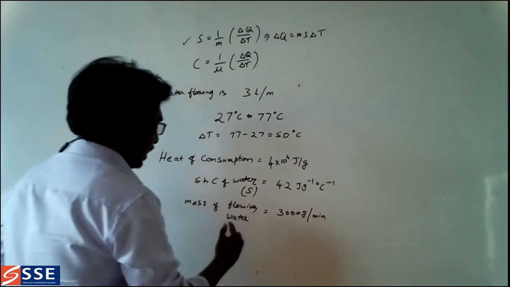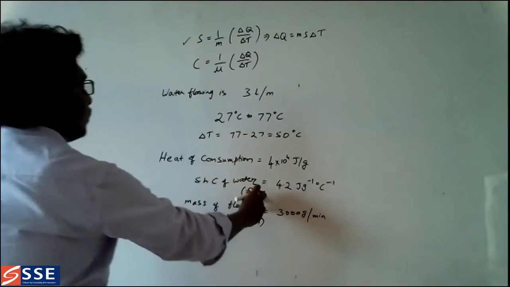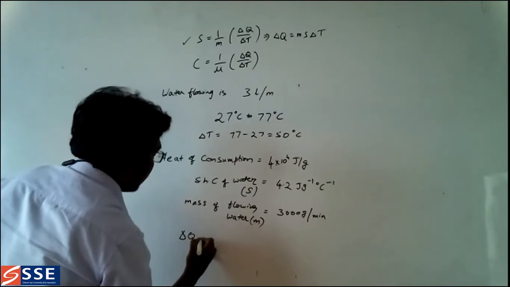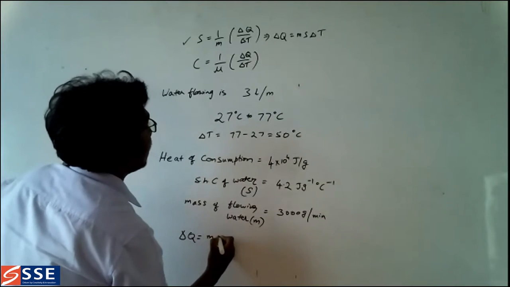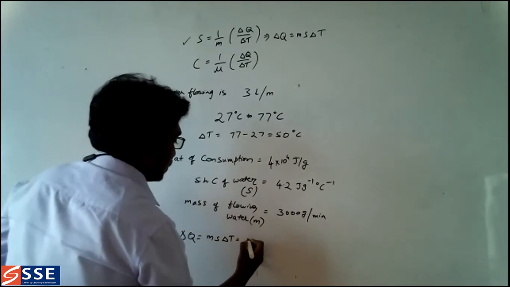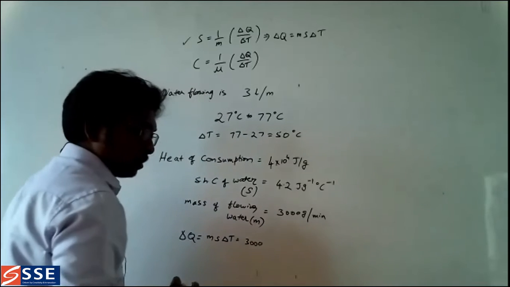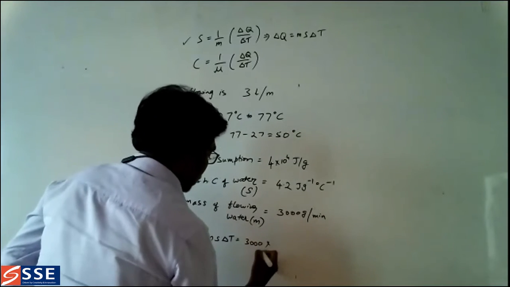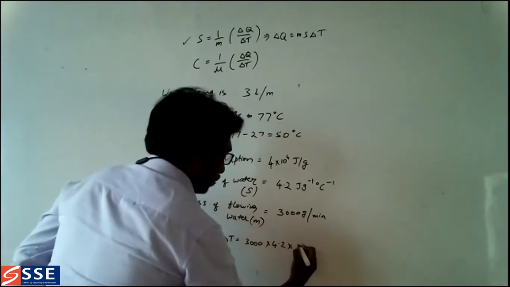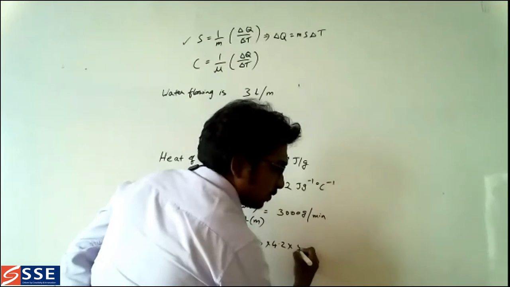So now what are all the data we are having? M we are having, S we are having, delta T we are having. So then we have to substitute everything in the formula and we'll get this. Substitute. So M is nothing but 3000, into S is nothing but 4.2, into the temperature, which is 50.